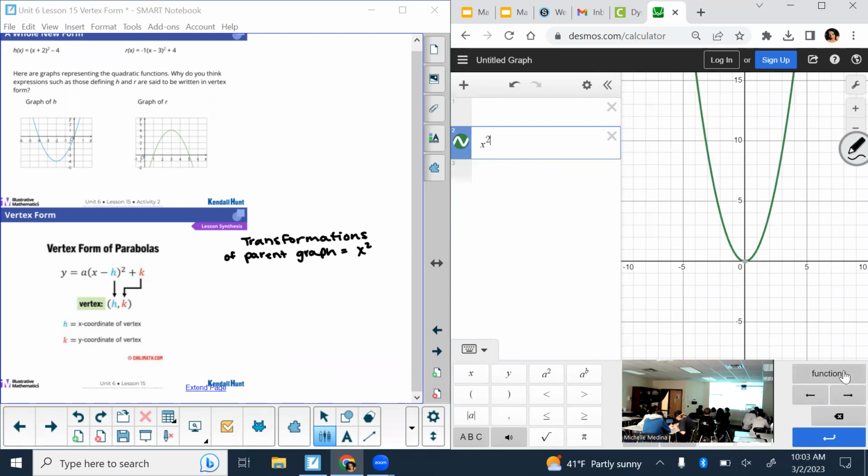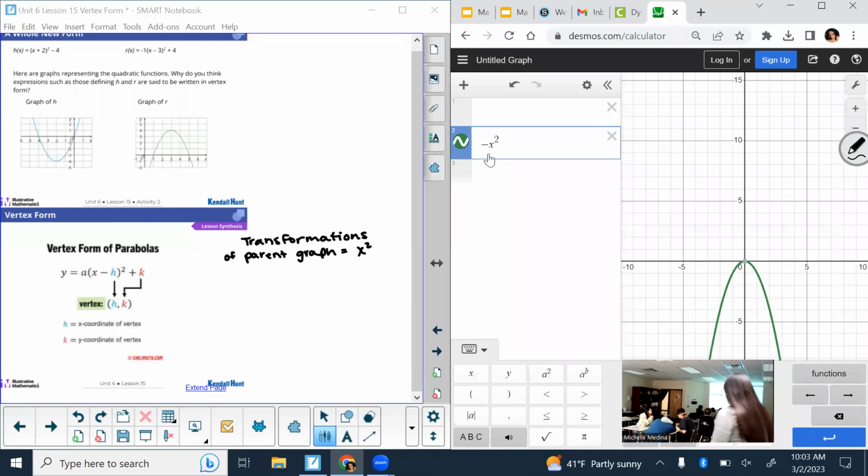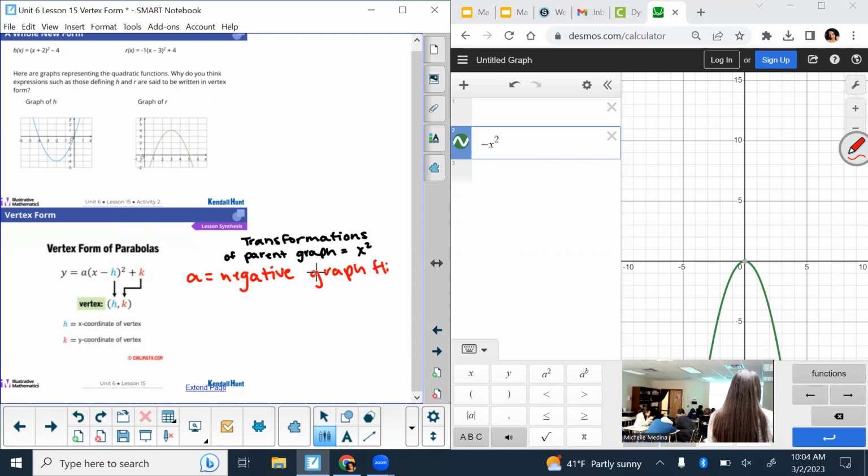We already talked about what happens if A is negative, what happens to the graph? It flips. We talked about it before, but why not just throw it in there? Because A is still part of vertex form, it goes in front of the X. So if A is negative, the graph flips or opens downward from the parent graph.